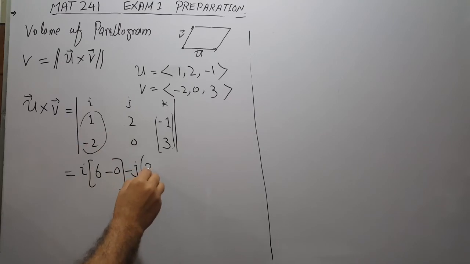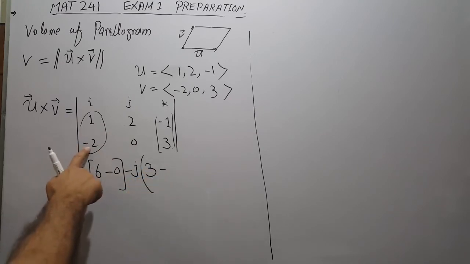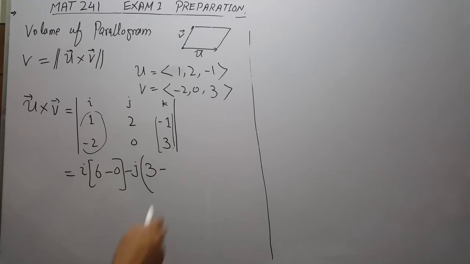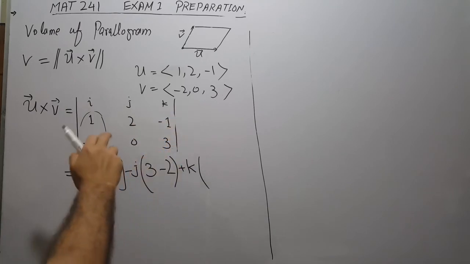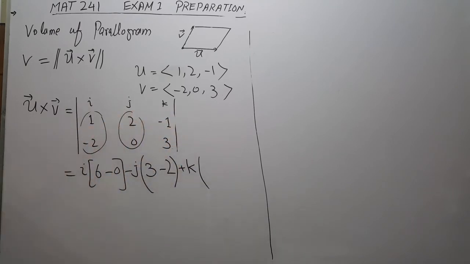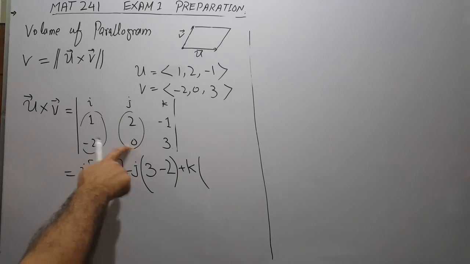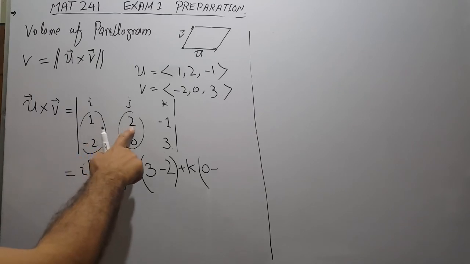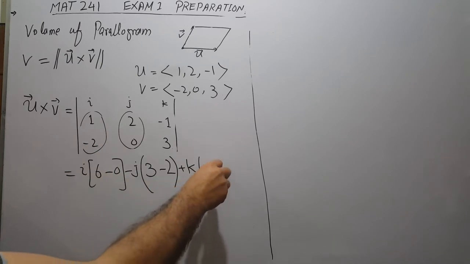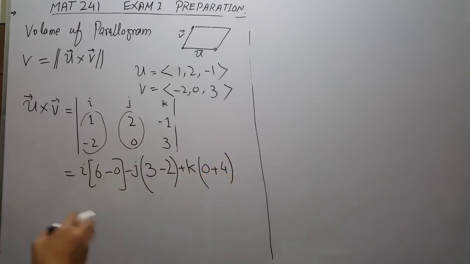So 3 times 1 is 3, minus 2 times minus 1 gives us plus 2. Then plus k. Now we have to ignore this line and we choose these two columns. So 0 into 1 is 0, minus 2 into 2 gives us minus 4. When that minus is multiplied to this minus, this becomes plus 4. So this gives us 6i.